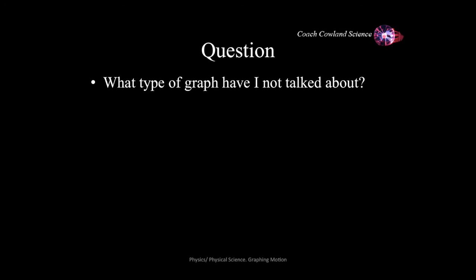So one final question before we stop. What type of graph haven't I talked about? There is one more at least. So I want you to have a think about that. What variable have I not had on one of these axes that probably should be there? It should be on the y-axis. It should be instead of velocity or instead of displacement or distance. So have a think about that and put your estimates on your notes.